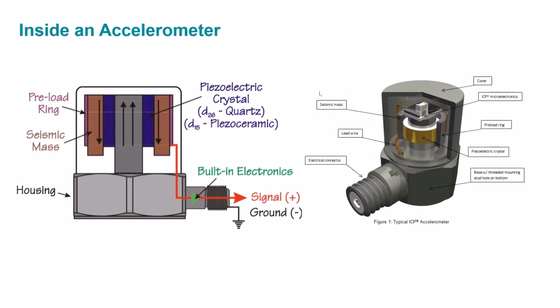So inside an actual accelerometer, this is what it would look like if you were to take a section view. We have this seismic mass, and that seismic mass is what's going to stress that crystal to output that voltage signal that we want to measure. Then there's something called a preload ring, and what this preload ring does is it applies a force to the accelerometer that makes it really rigid and forces it to be linear.